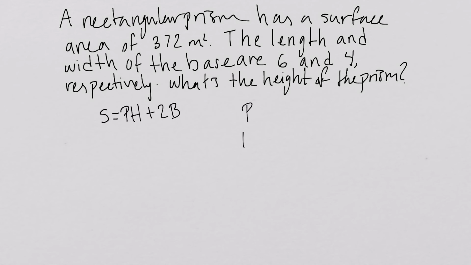So using P, H, and B, I'm going to figure out what the missing information is. Okay, so the question is, what's the height of the prism? So actually this one is the one we don't know. But we can fill in everything else. Okay, for example, they told me that the surface area right here is 372. So I'm going to put 372 right there.